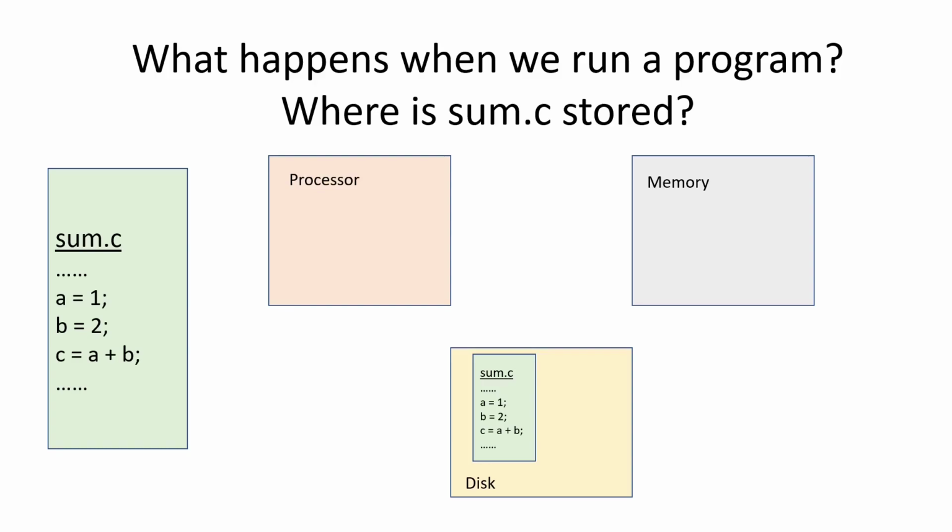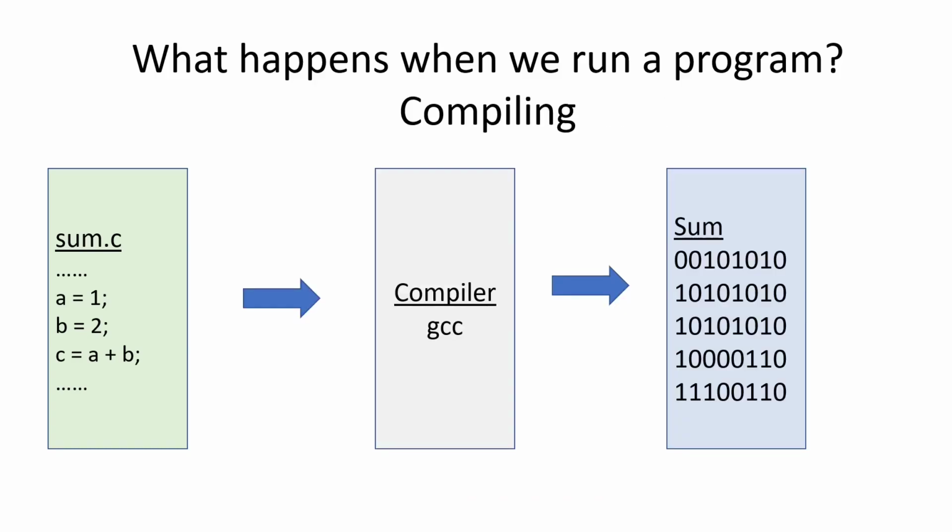The next thing that we do when we're going to run a program is we need to compile it. So the processor cannot deal with language like this. It can't say A equals 1, B equals 2, and actually understand what's going on. It only reads machine code, or binary code, the zeros and ones.